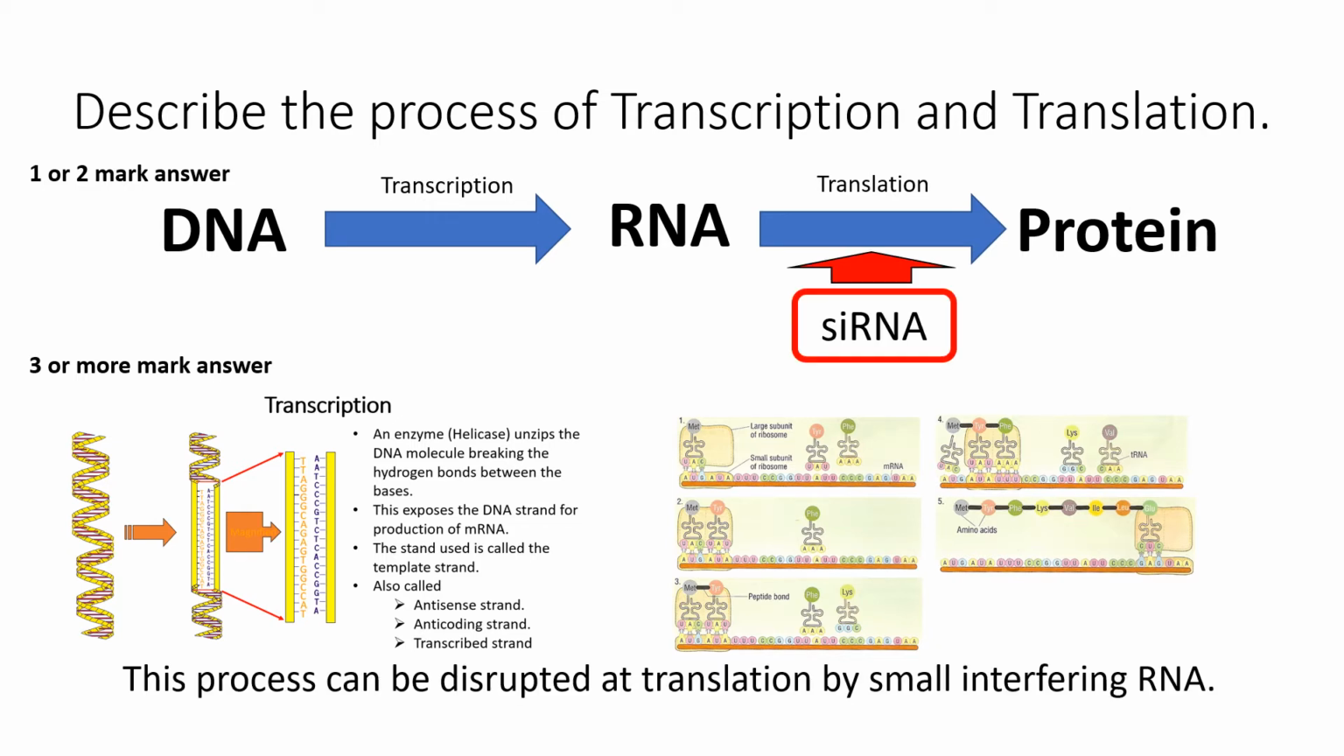When we're talking about small interfering RNA, we are talking about interfering with the process of translation, which is where the RNA is used as a template and is used in the production of proteins or polypeptides.